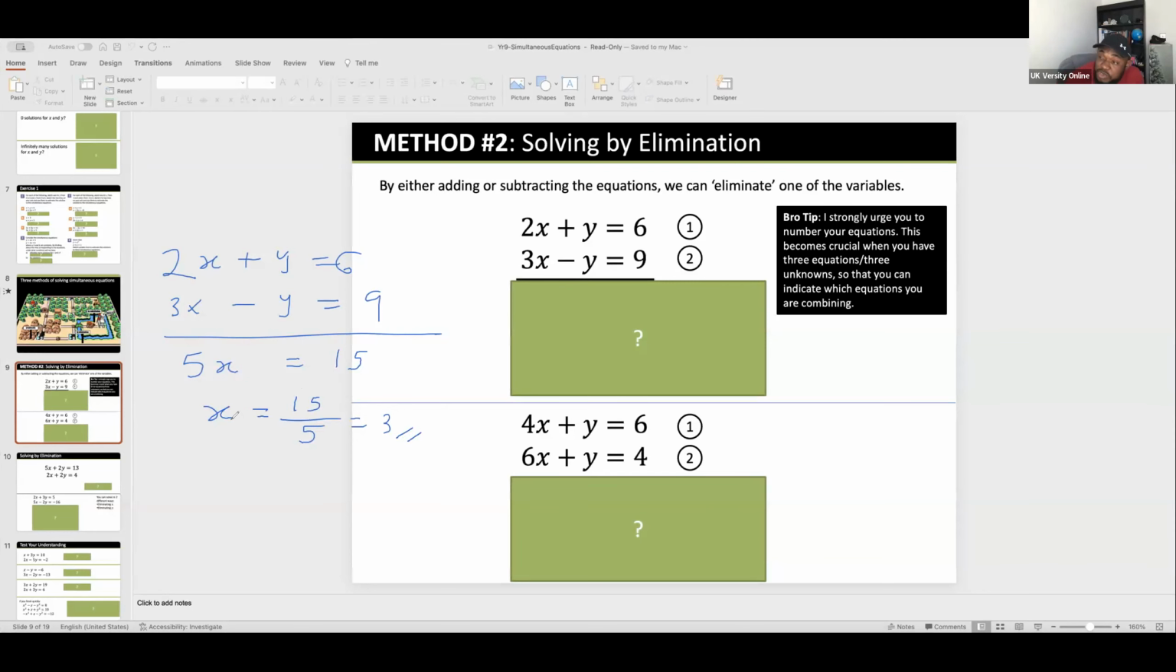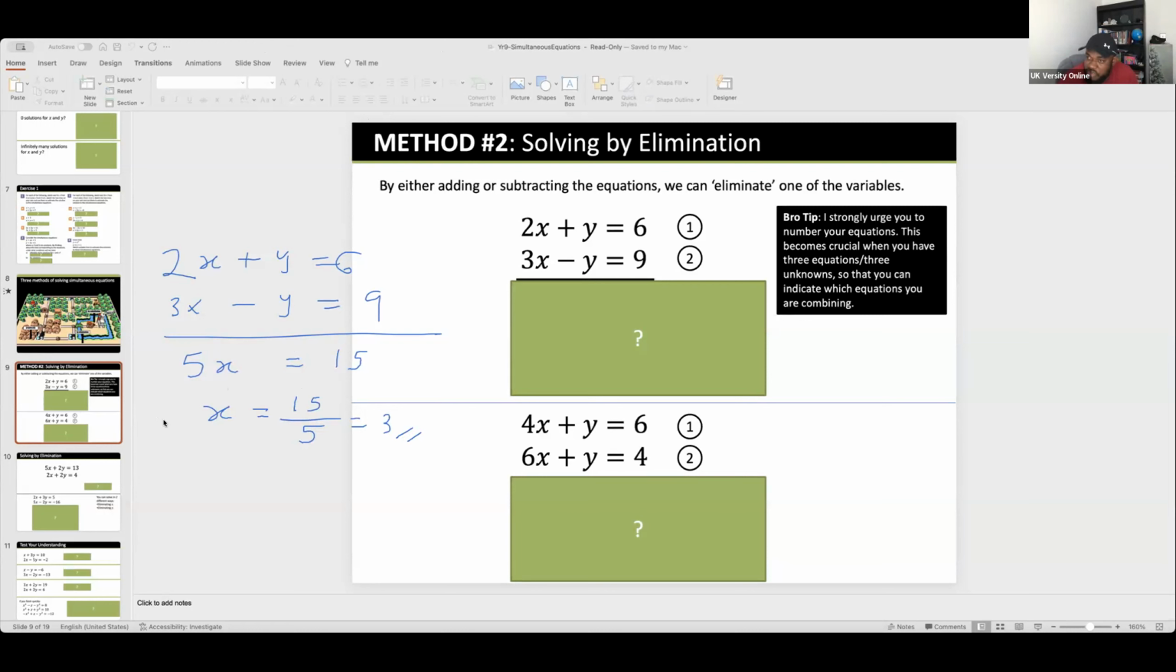Can you see now? We got x equals 3 straight away. So the purpose of adding them together is just to eliminate the middle variable. Can you see we got x equals 3 now.